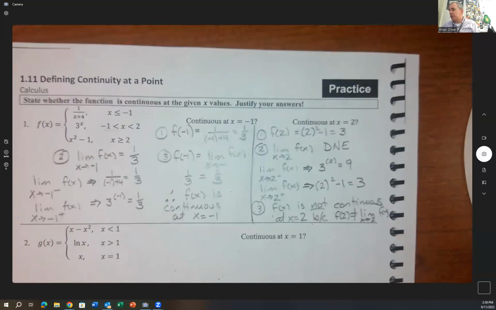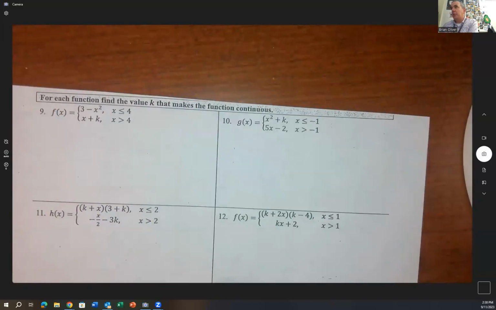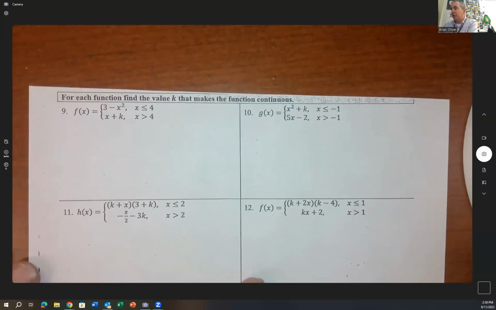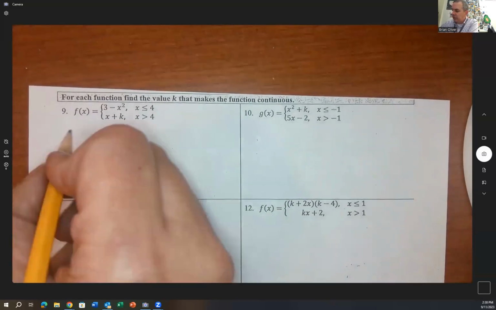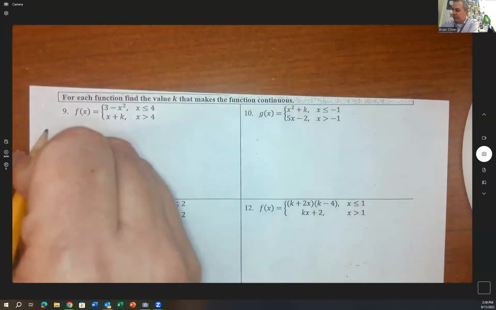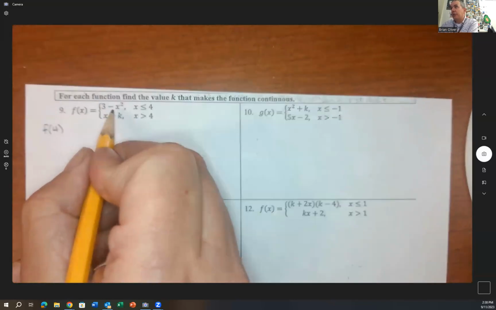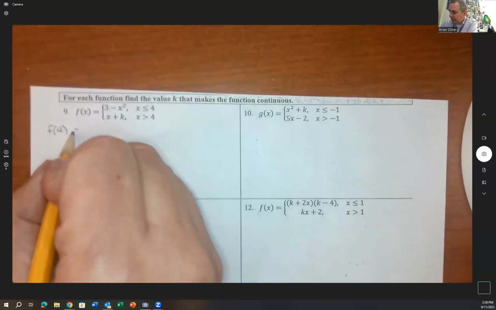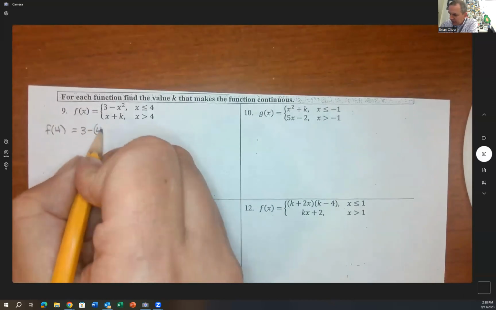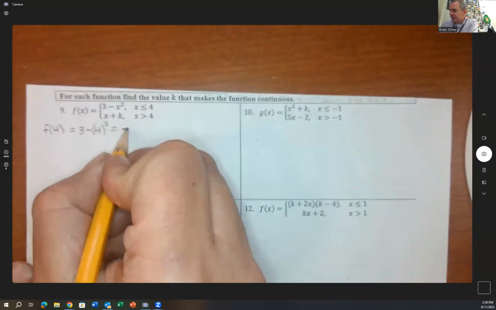Another way that we're going to approach it is we could be given a problem where we need to find a value of x. So again, we're going to look at 4 because that's the kind of transition point. So we're going to look at f of 4. And f of 4 is going to be the first guy. So f of 4 is going to be 3 minus 4 squared. 3 minus 16 is -13.